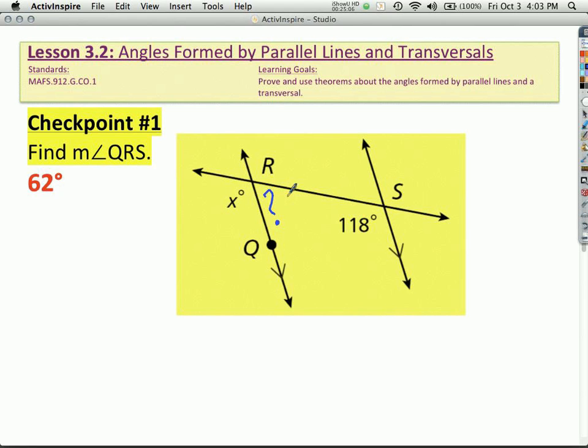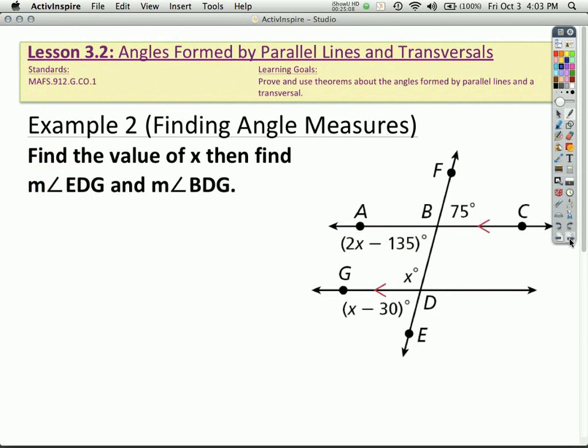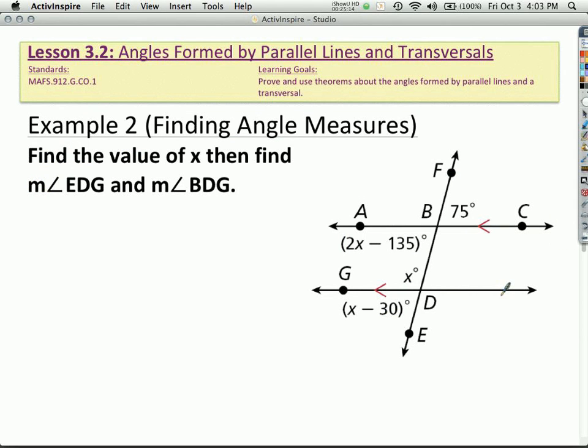So let's build from there, go a step further. Example 2, and yeah, again, you need the picture. So use your ruler. If you hold your ruler right here and draw one line on one side of the ruler and the other line on the other, you'll get perfect parallel lines. And then estimate the transversal, and then fill in the information. 2x minus 35 goes with this angle. That one's 75. That's just x, and then this is x minus 30.